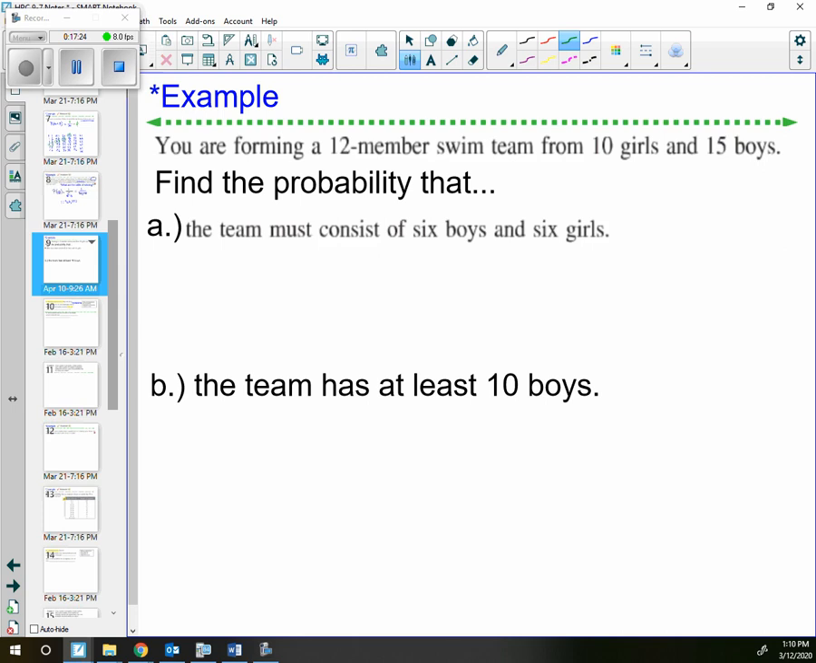So if we think about what that means for success here, we're going to do probability. We want to figure out what's success and then what's the total number of ways to choose. So the probability of 6 boys and 6 girls.